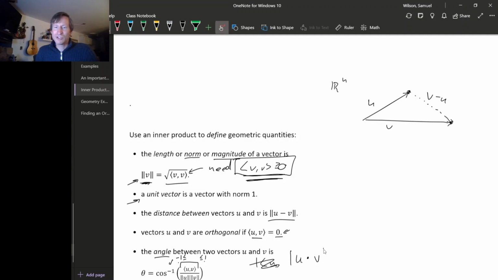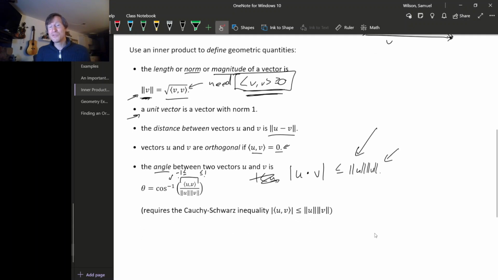In R^n, the Cauchy-Schwarz inequality says that the absolute value of a dot product is less than or equal to the length of u times the length of v. I won't do this, but it turns out that you can prove this inequality using only the algebraic properties of the dot product that we require of any inner product. So the proof that proves the Cauchy-Schwarz inequality for the dot product actually proves it for any inner product. Again, I won't prove that, but it's not that hard. I just don't feel like it's necessary.